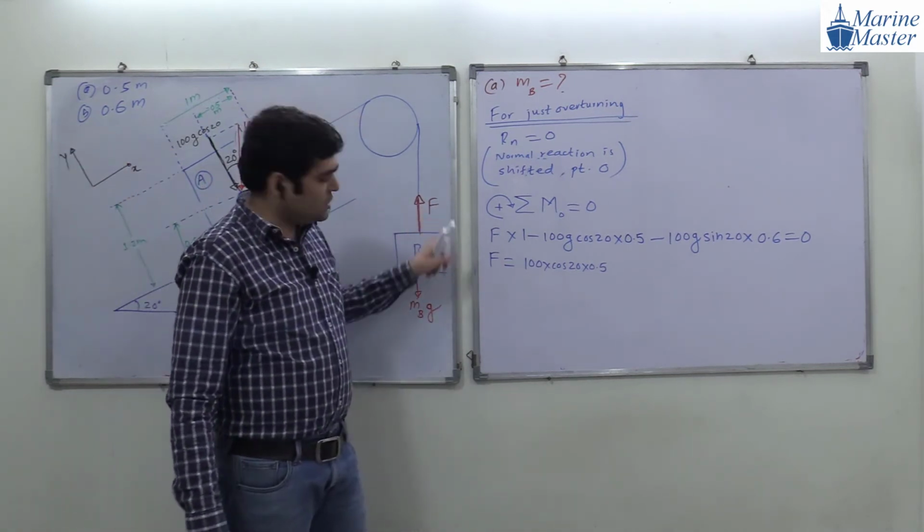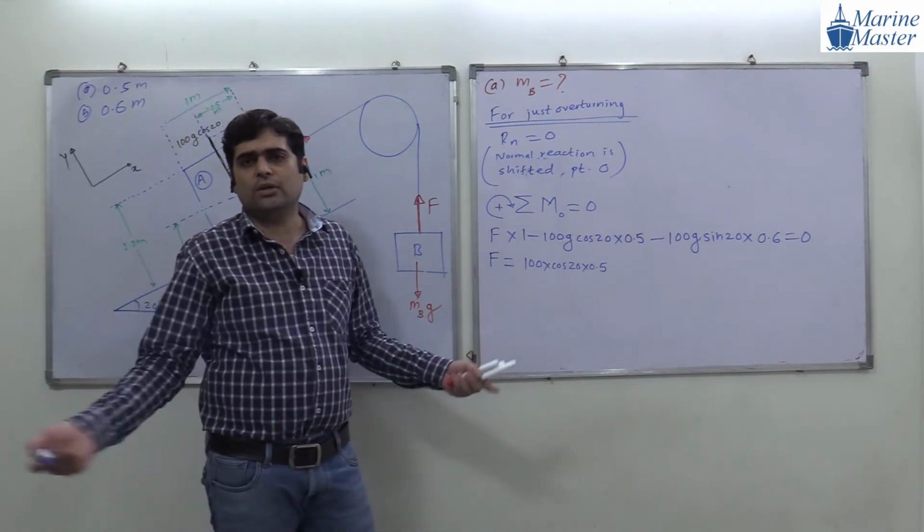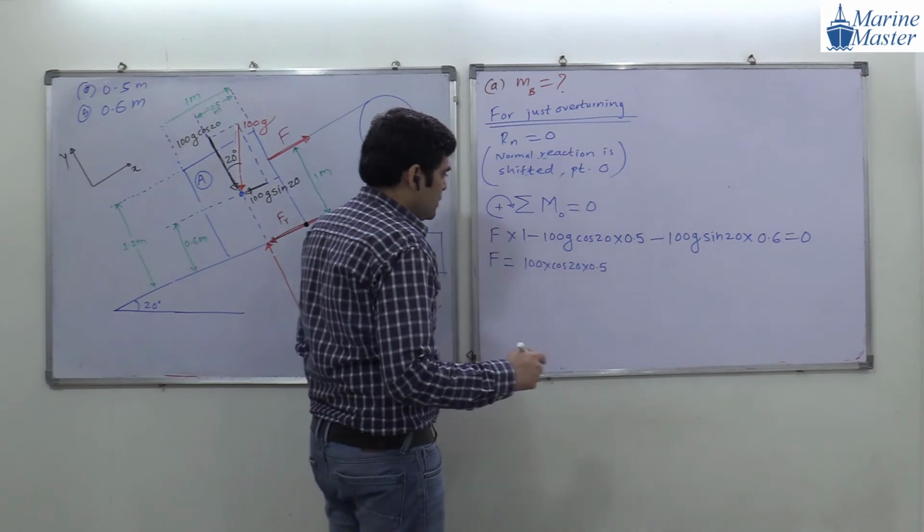F will get in terms of G. We are going to compare this to 1, and G will get cancelled and we will get mass of B directly. Okay, guys, are you getting my point? Try to see the scenario here.